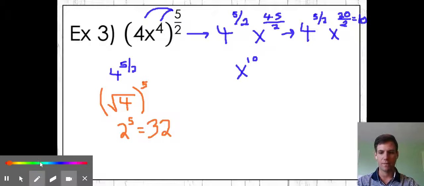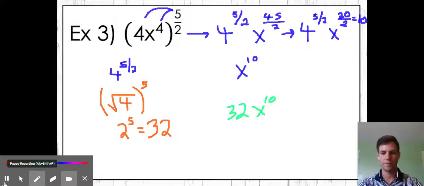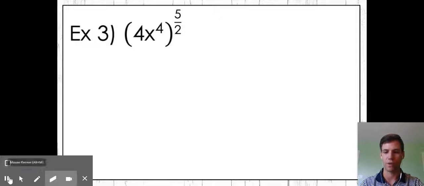That means that my final answer of the problem would be just putting together the two ending results that we got, and that would be 32 times x to the power of 10. And that wraps up question number 3. So let's move on to question number 4 now.